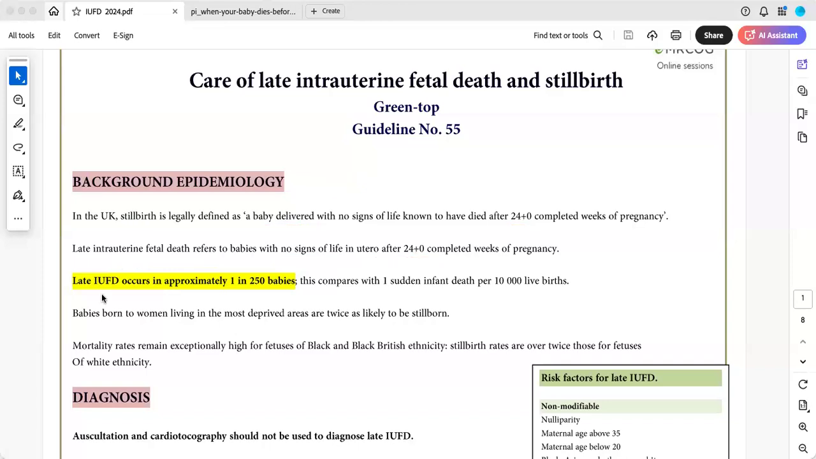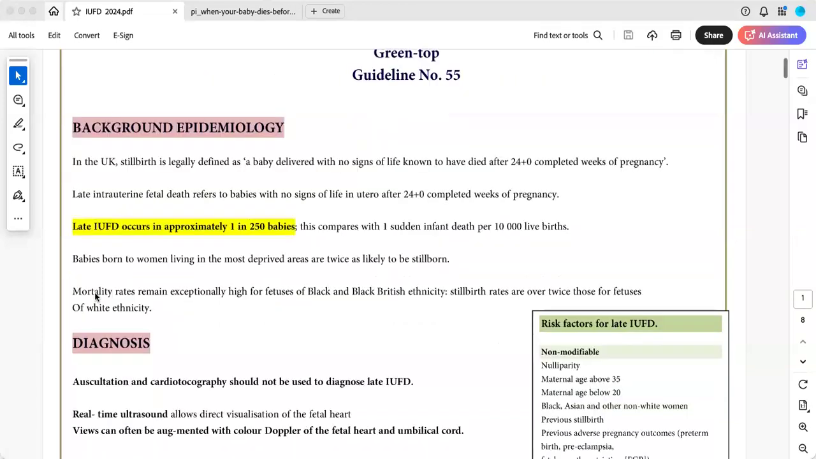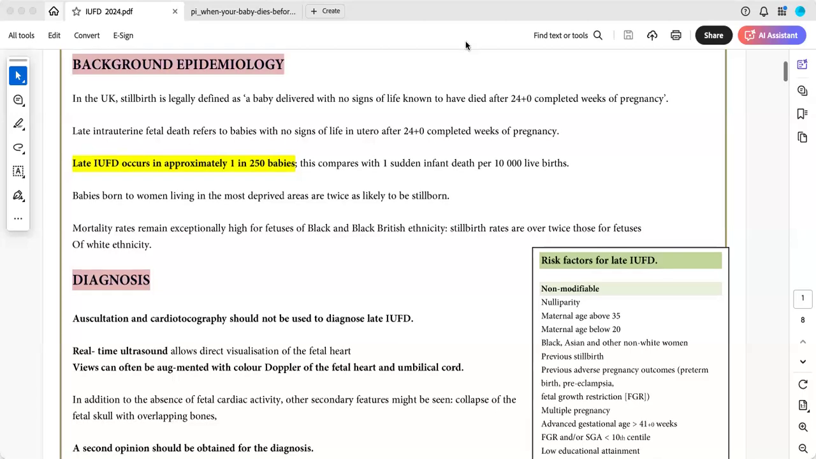The rate of late IUFD, also a number that is important, because we used to ask what is the rate of stillbirth, what is the rate of IUFD. So now it's 1 in 250. That's very important.